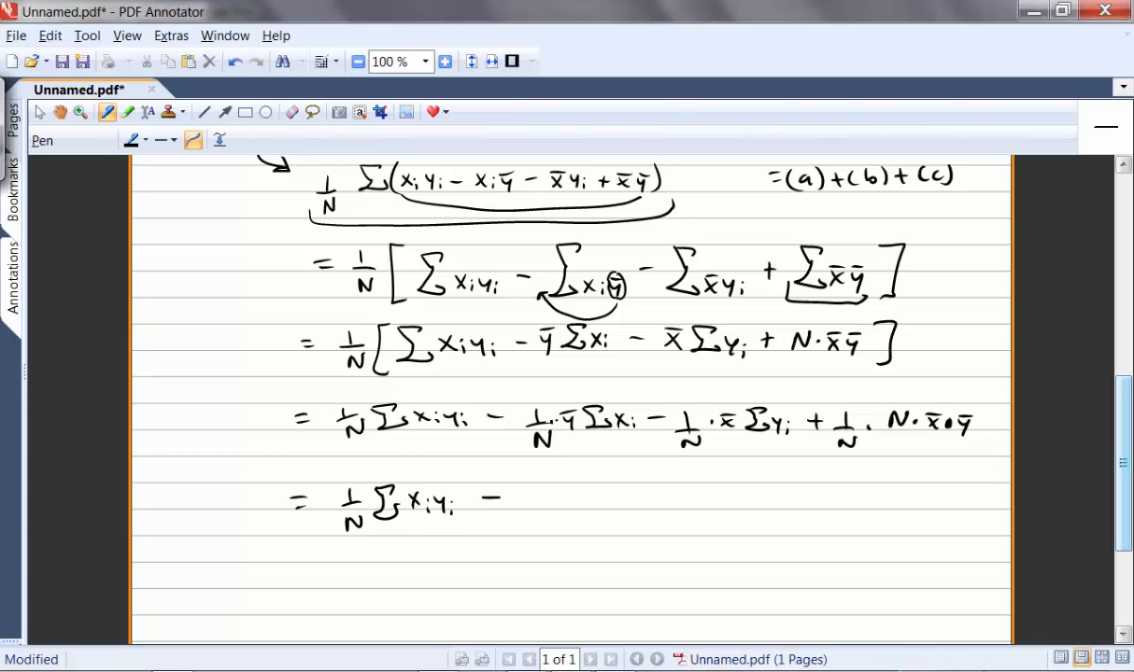Now, what's 1 over n times the sum of the xi's? That's just x bar. That's where you add all the x's up and you divide by n, the number of them. So really we have x bar times y bar. Same thing over here. What's 1 over n times the sum of the y's? That's y bar. And then this final term, what's 1 over n times n? Well, that's just 1 times x bar y bar.